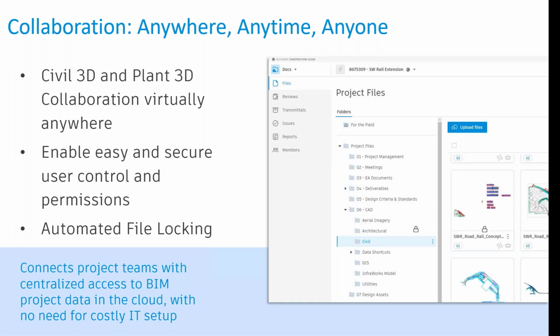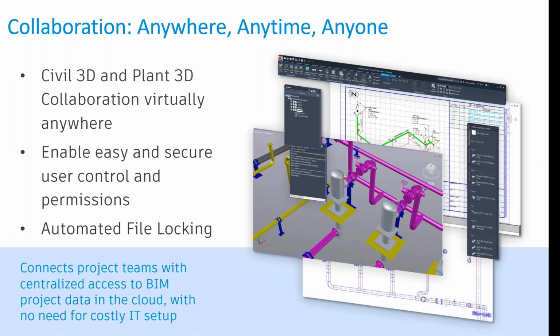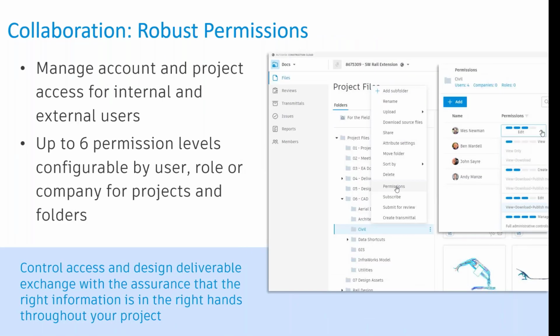BIM Collaborate Pro for Civil 3D and Plant 3D provides better access for your project stakeholders regardless of location or role, and extends that collaboration to project teams in any location while centralizing the efforts of a distributed team. So it's very handy if you've got people in different locations that can access those files from the cloud without having to work remotely on a local desktop or something like that, and have your files all stored in one location.